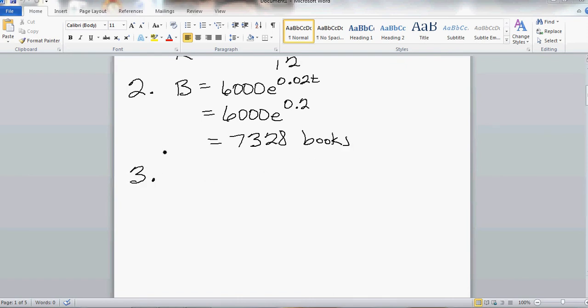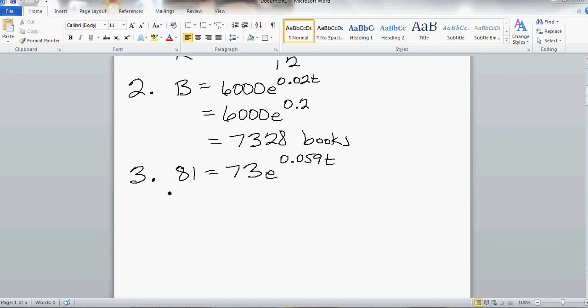Example number 3. There are currently 73 million, so that means this number right here will be 73. And it's increasing exponentially at 5.9%. And when will this country have 81 million cars? So if we keep everything in terms of millions, we know we're going to need 81 million. We started out at 73 million. And that's e raised to the 0.059, because it's going by 5.9%, times t.